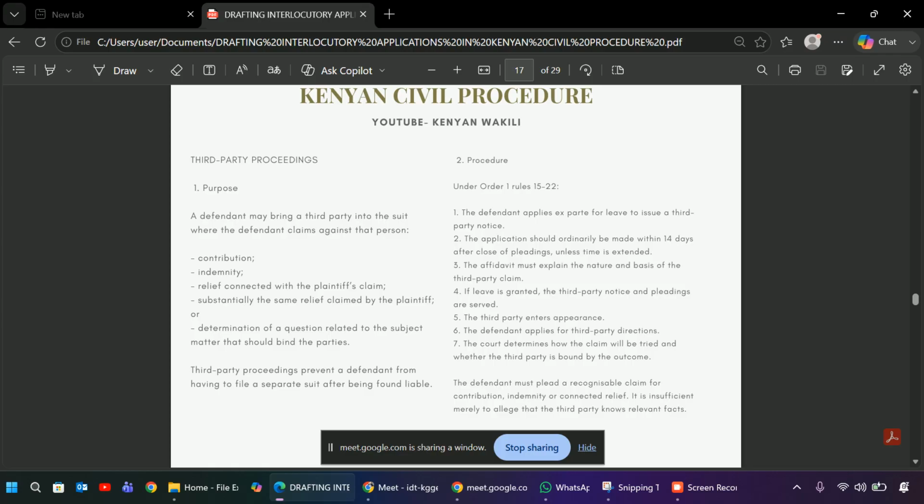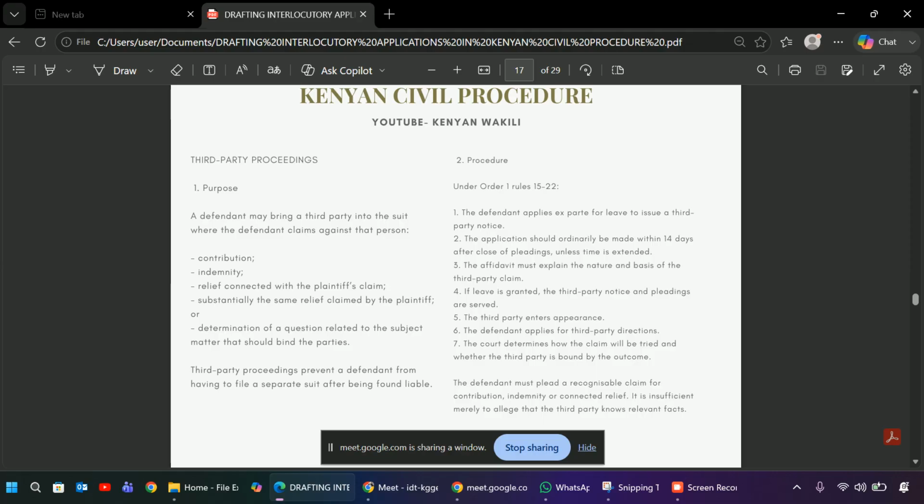So what is the procedure? The procedure is under Order 1, Rule 15 all the way to 22. The defendant applies ex parte for leave to issue a third party notice. Okay, that's the first step. The application should ordinarily be made within 14 days after close of pleadings unless time is extended. The affidavit must explain the nature and basis of the third party claim. And if leave is granted, the third party notice and pleadings will be served on the party that you want to call as a third party.